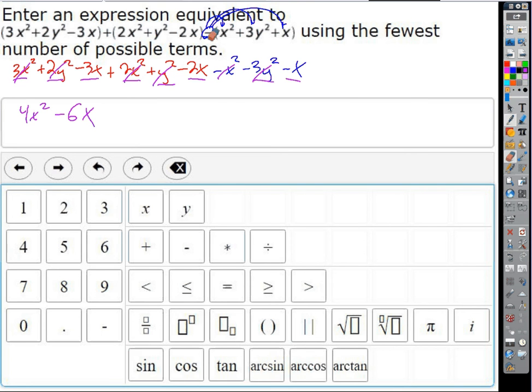What's our way to check to see if things are equivalent? What do we do? Put in random numbers, right, for x and y. So I could do that if I don't have access to a fancy calculator. I could pick easy numbers like 1 for x, 2 for y or something, right? Plug it into the original, plug them in here, and I should get the same thing.